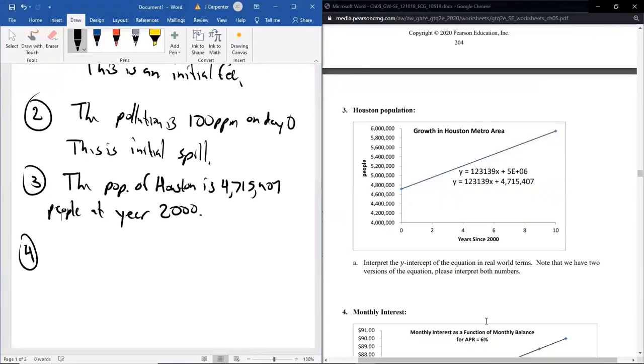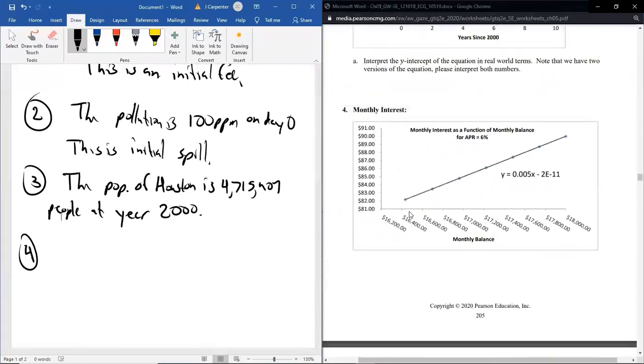All right, so number 4, last one, that monthly interest. Now, we talked about how this is scientific notation. If that was a plus 11, that means the decimal would go right 11 times. But since it's a minus, the way scientific notation is, it goes left 11 times. 1, 2, 3, 4, 5, 6, 7, 8, 9, 10, 11. That's a whole lot of zeros, 10 of them to be specific.